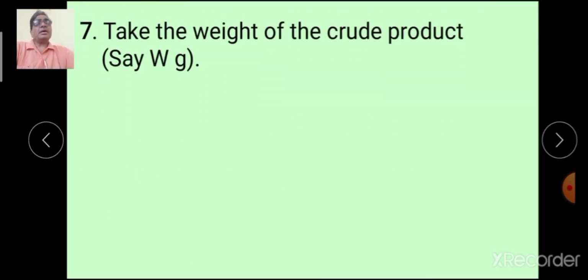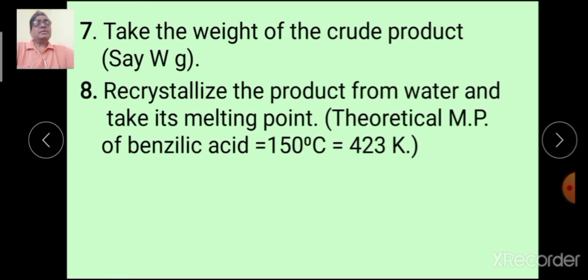Then after drying the crude product, take the weight of the product, that is, for example, say the weight of the product equal to W gram. Okay. Weight of, of course, the crude product. After complete removal of water the product should be dry, and then recrystallize the product.